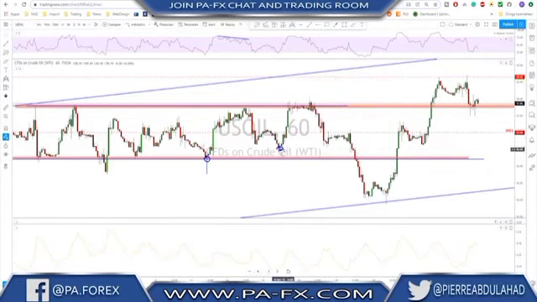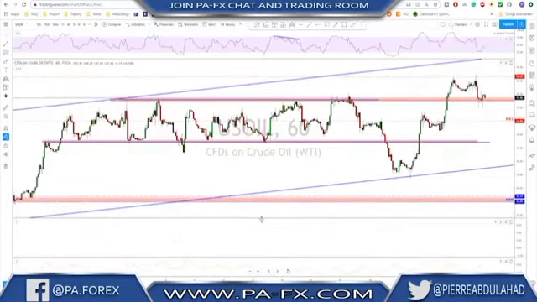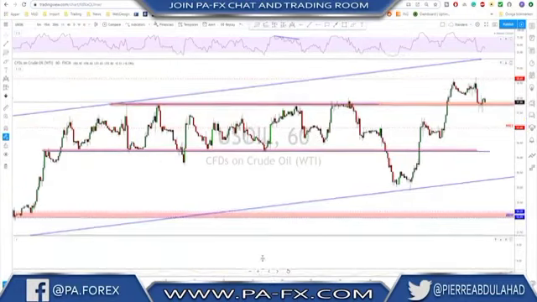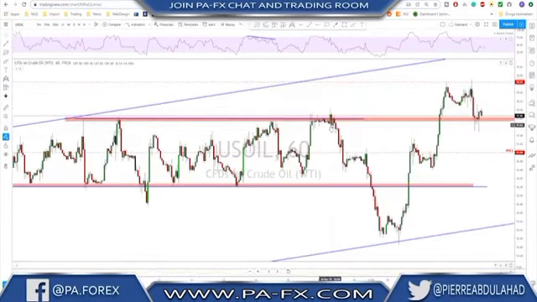But as always, you need to have some rules. What is the level you want to trade at? Why? What is your trigger? You have to have a couple of triggers that you use: bearish engulfing, bullish engulfing, double top, double bottom. Whatever trigger you have, you need to have those in place before you start trading. So that is about oil, guys.